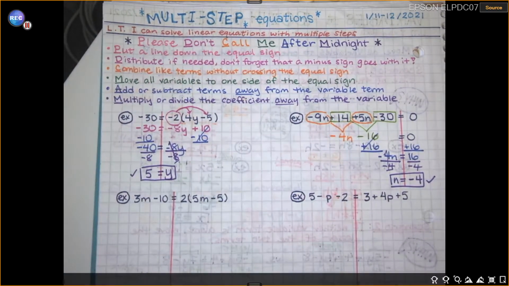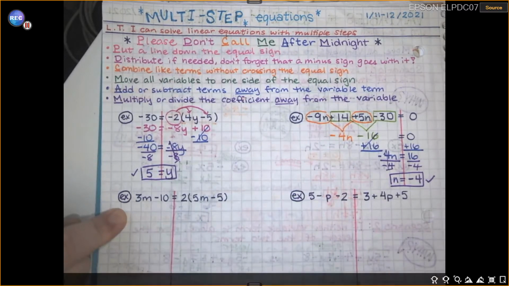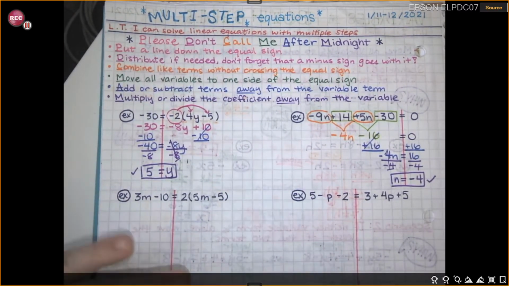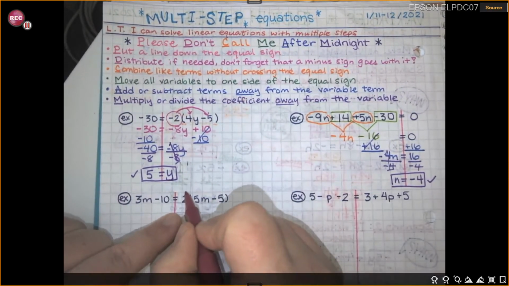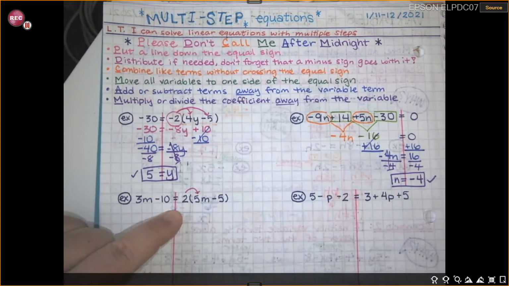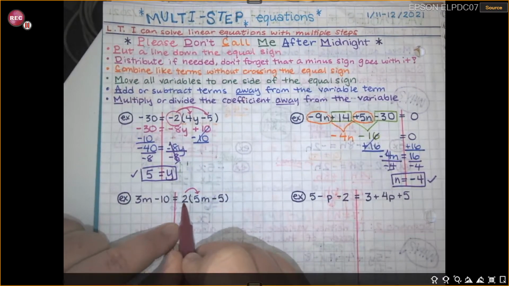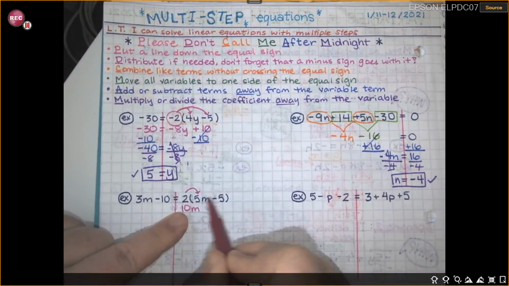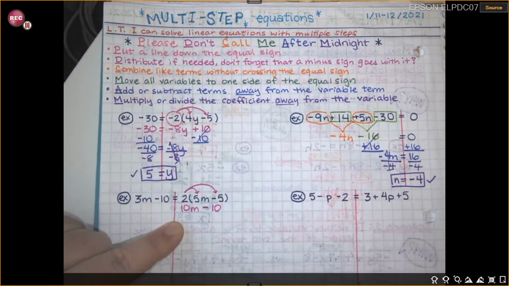Okay. Then, we'll focus on this one. First thing, put a line down the equal sign. Check. Step 2, distribute if necessary. Well, look, there is parentheses with a number out front. So we're going to take the 2 and multiply both terms. So 2 times 5m, you do 2 times 5 is 10, bring the m. And then 2 times -5 is -10, so minus 10.